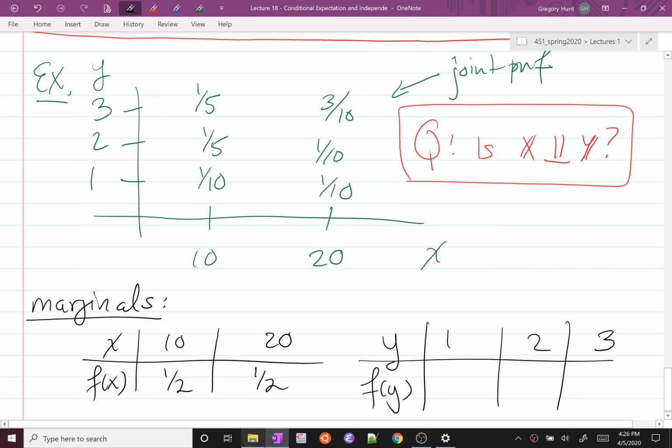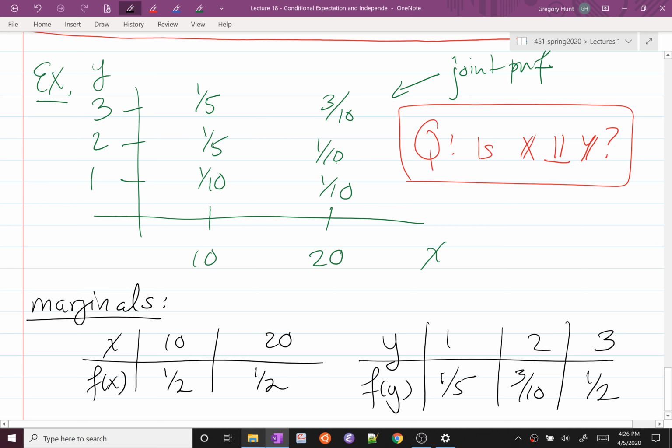If for y being 1, I get 1/10 plus 1/10, which is 1/5. If y is 2, 1/5 plus 1/10 is 3/10. And if y is 3, I get 1/5 plus 3/10, which is 1/2, right? So that's the marginal for y.